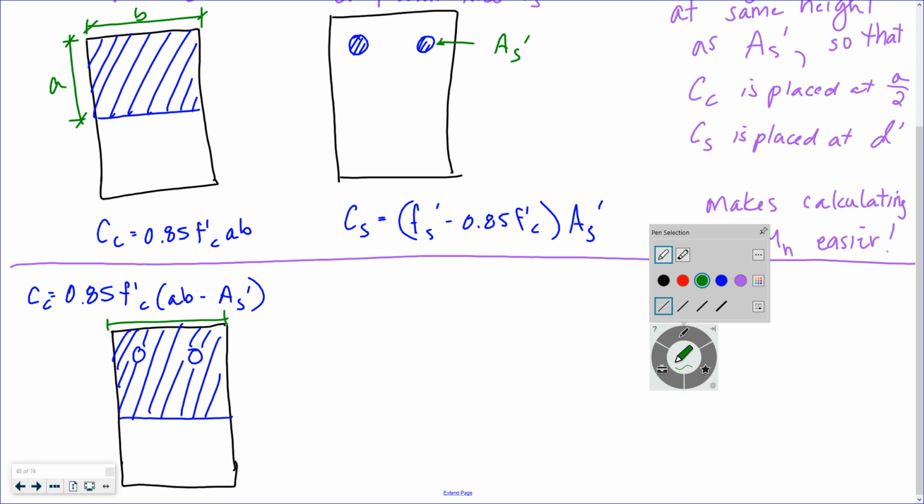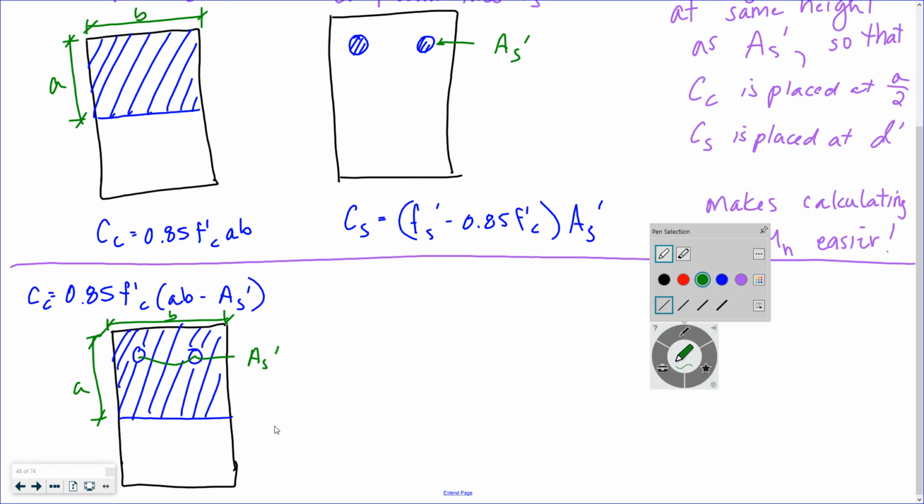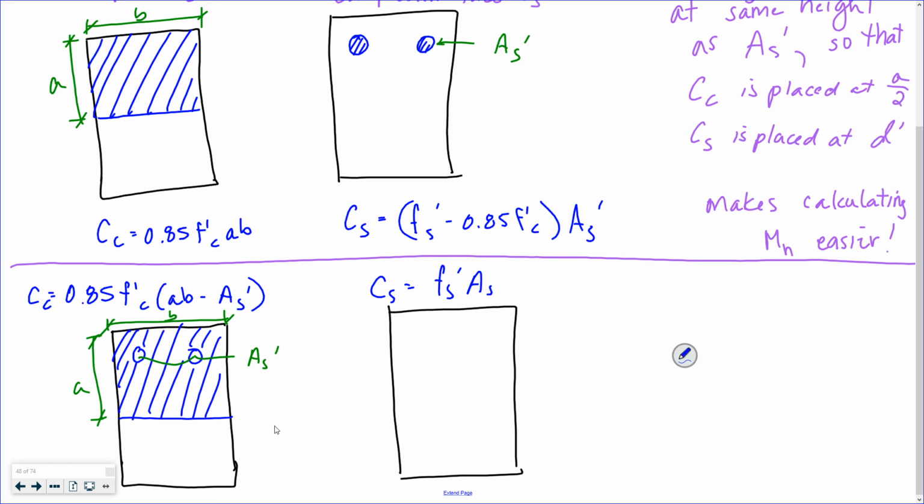Now I would like you to find, which one would you rather find the centroid of, right? The top one. Here's a lovely rectangle, A times B, minus AS prime. Which one would you rather find the centroid of? A nice little rectangle or a rectangle with two holes in it? Doesn't really matter to my CS calculation. Alright, that still happens here. Now I just have a different value of my stress.